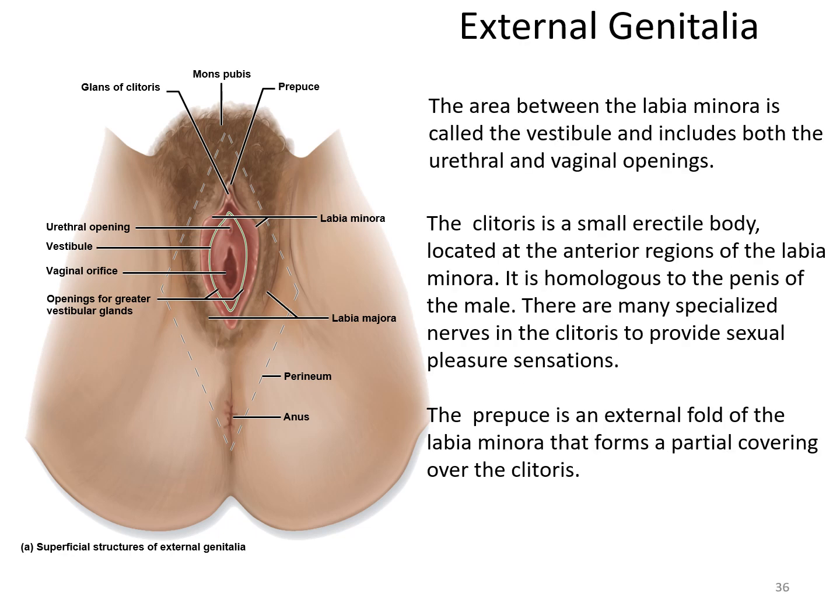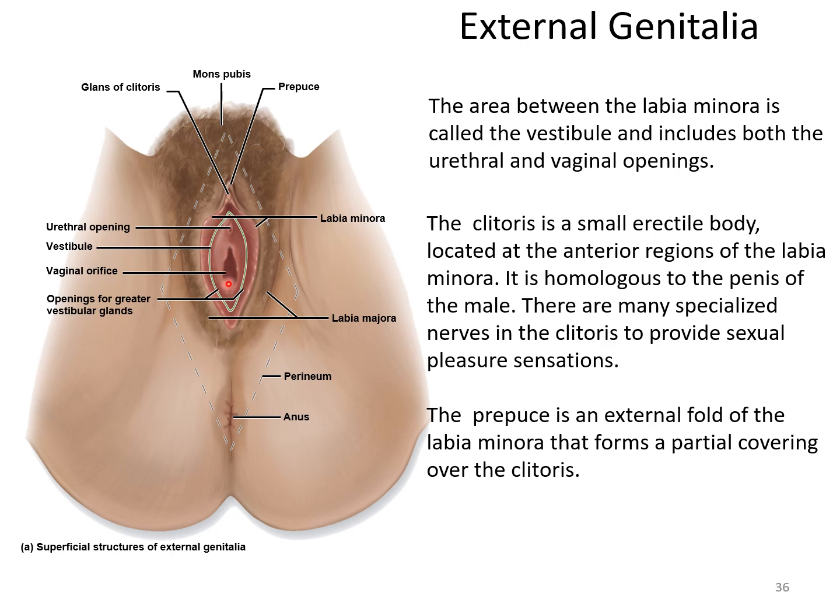The area between the labia minora is called the vestibule. So everything in this green circle is referred to as the vestibule, or the vestibule of the vagina. It includes both of the openings: the urethral opening, which is the opening for urine, and then the vaginal opening, or the vaginal orifice, which is the opening for birth, copulation, and menstrual fluid.